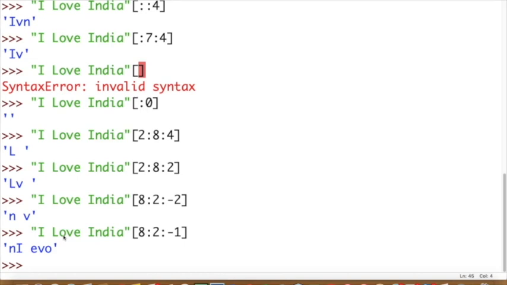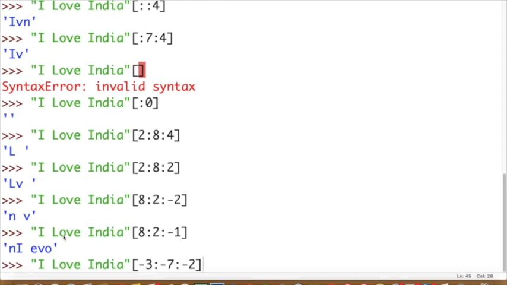We have the previous two examples, which are similar to each other. They were not much apart. Now let us see the next example, minus 3 colon minus 7 colon minus 2. Now here we are giving all the indexes as negative. Let us understand what it means.